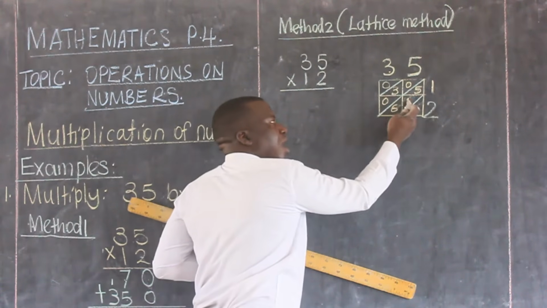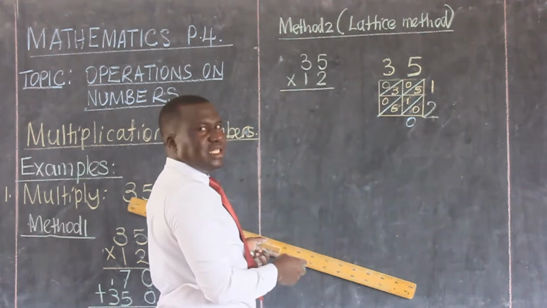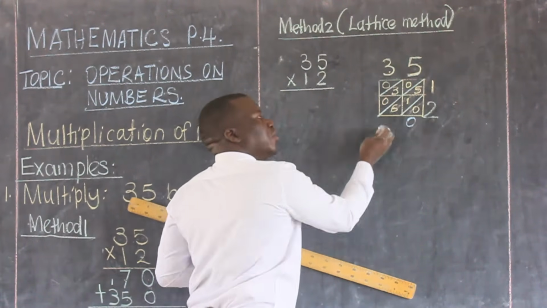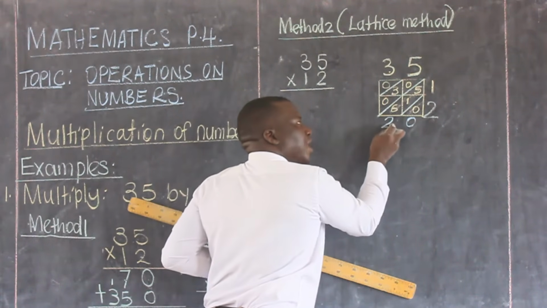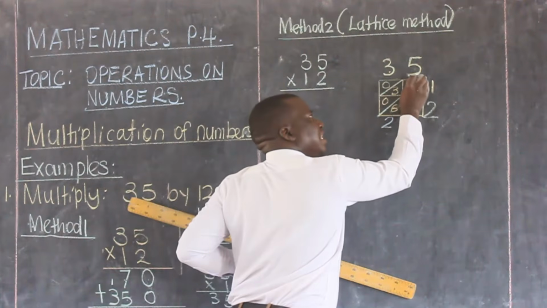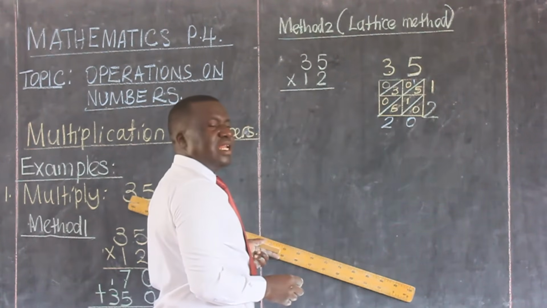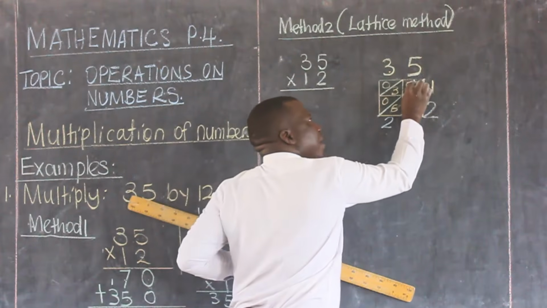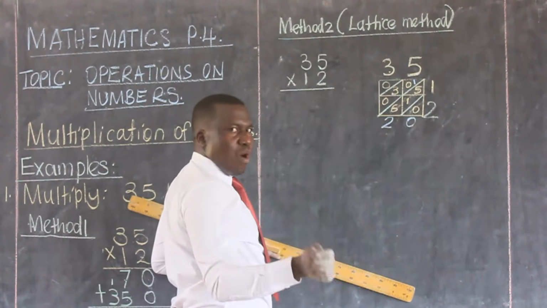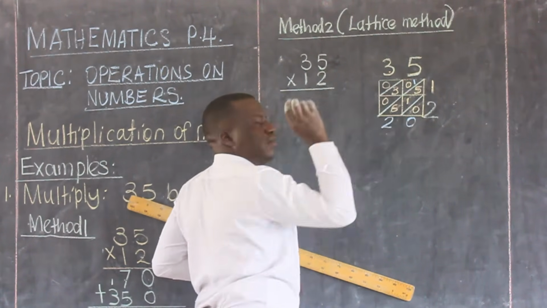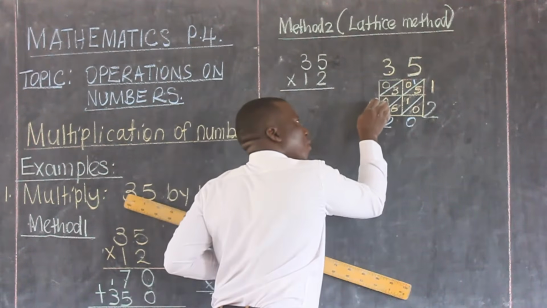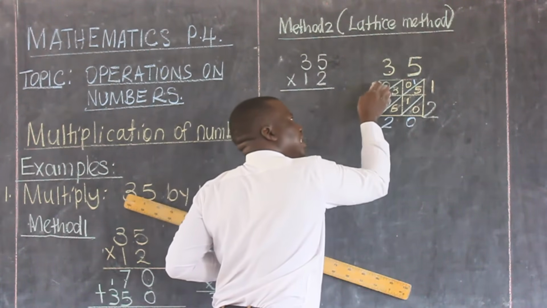5 plus 1, you get 6. 6 plus 6, you get 12. You write 2, then you carry the other one to the next lattice. So what is 1 plus 0? 1. Plus 3, 4. Plus 0, you still get 4. Okay? And a 0, you just get 0.